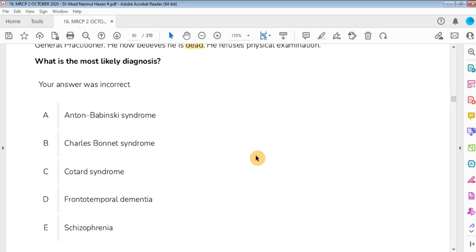What is the most likely diagnosis? A. Anton Babinski syndrome, B. Charles Bonnet syndrome, C. Cotard syndrome, D. Frontotemporal dementia, E. Schizophrenia.